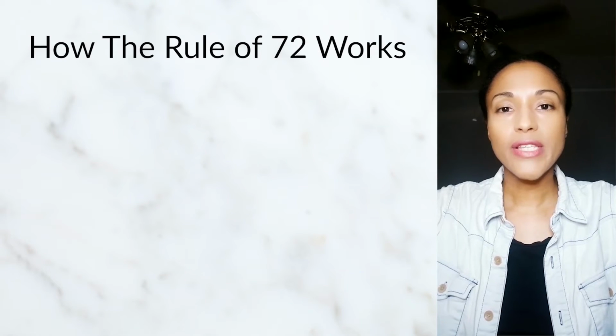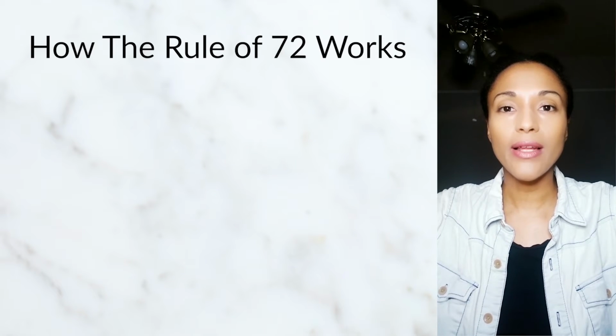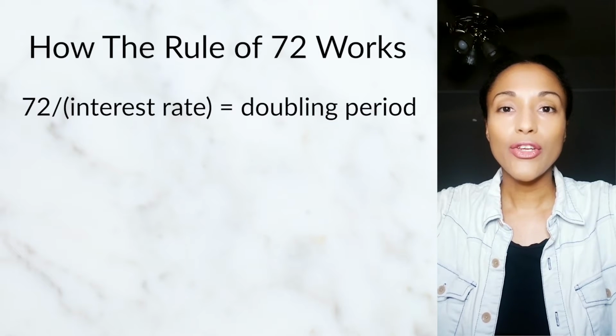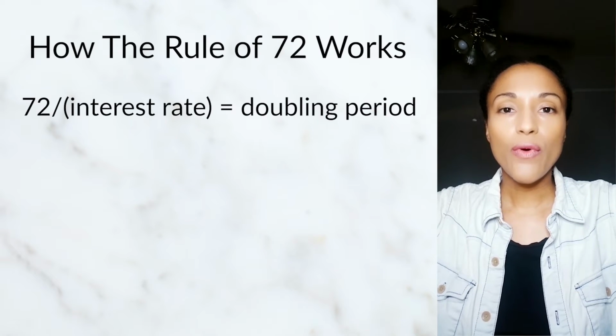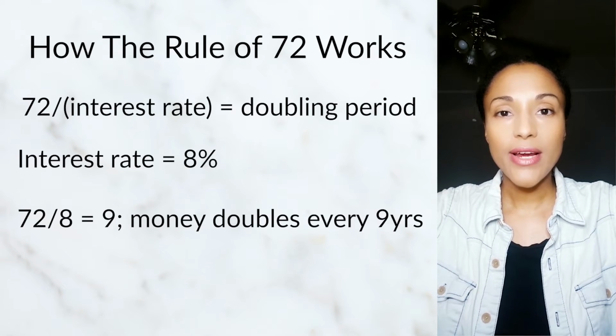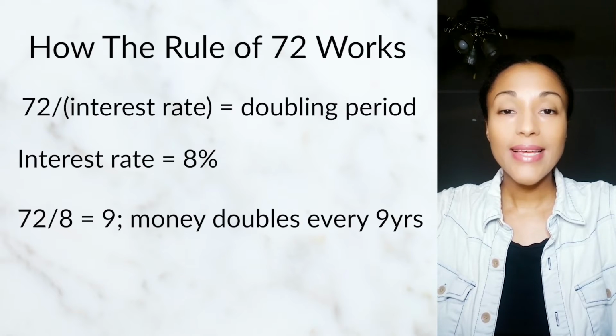Now, the rule of 72 is a really basic concept that helps us understand how many years it will take for an investment to double based on a particular interest rate. To use the rule of 72 to determine your doubling period, which is what we call it, you take the number 72 and you divide it by the interest that you're earning. So for example, if you are earning 8% interest compounded annually, then 72 divided by 8 is 9.